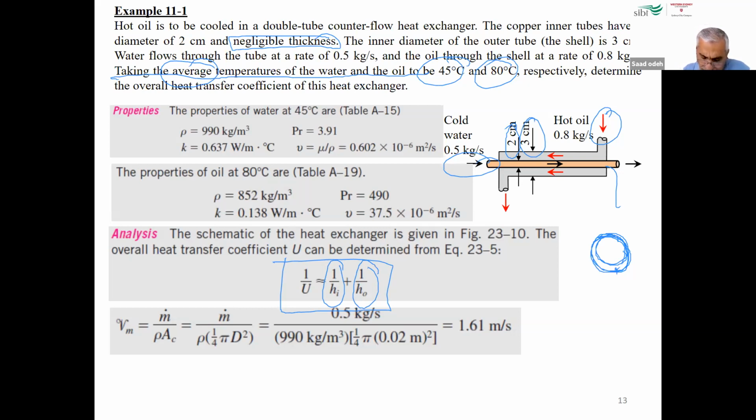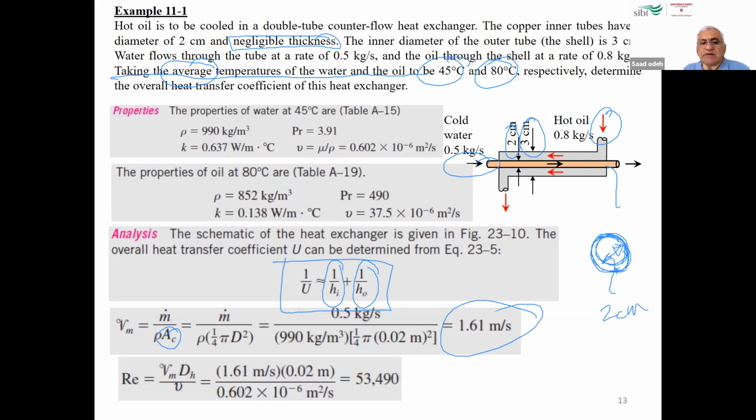So first of all, we need to find Vm, the velocity. And this is similar to the previous question. We have to find the cross-sectional area of the tube, AC. So this is the tube, the inner tube. It's quite easy, we just need to know the diameter of the tube, D. So D here is 2 centimeters. You can find AC from it.